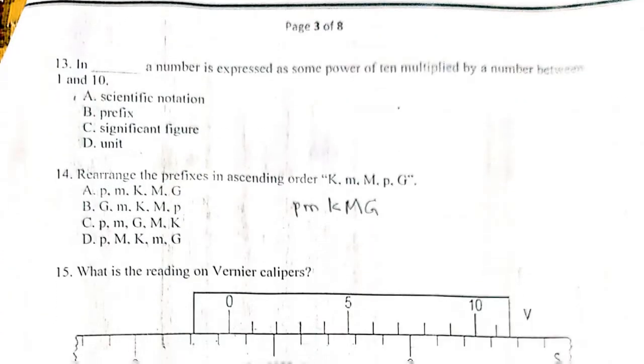Then we have question number 12, the unit of intensity of light. We know that intensity of light is measured in unit that is known as candela. Option C is the right answer.